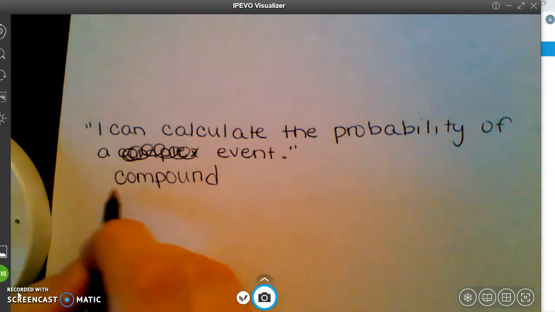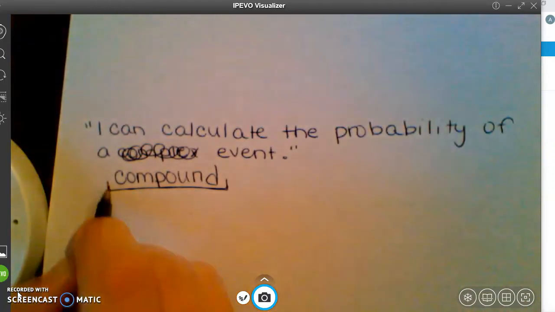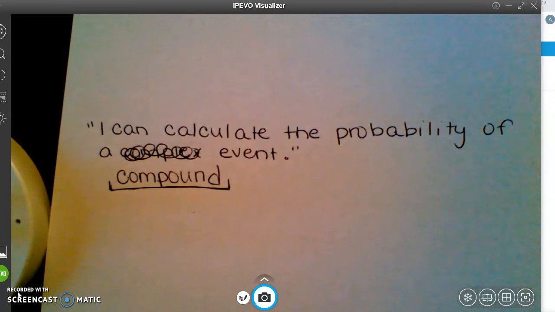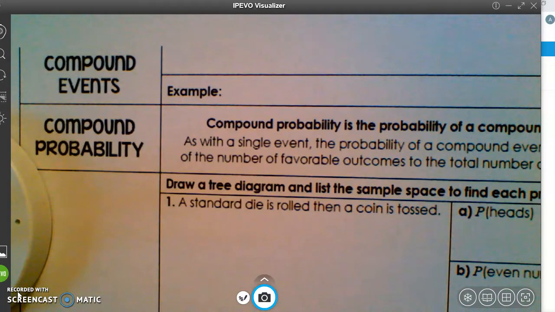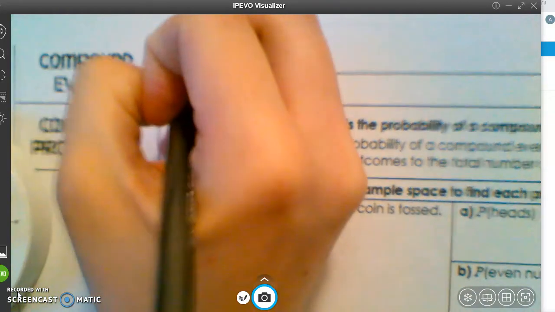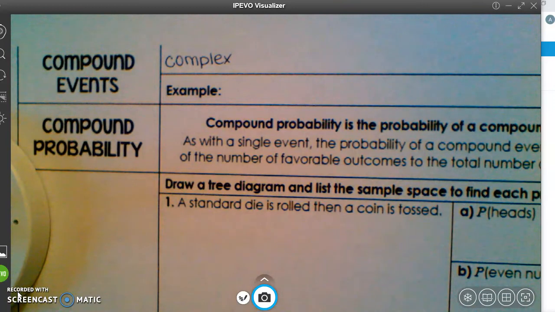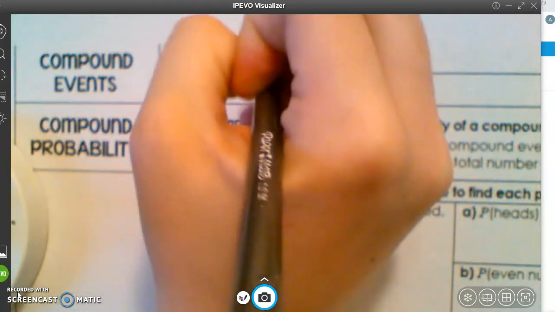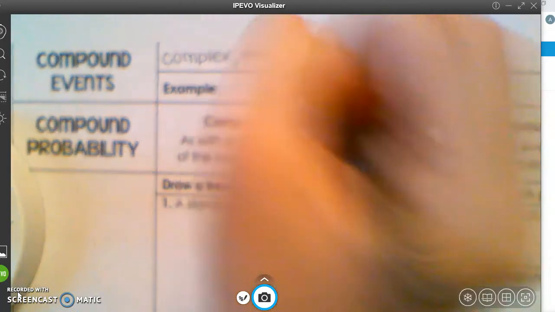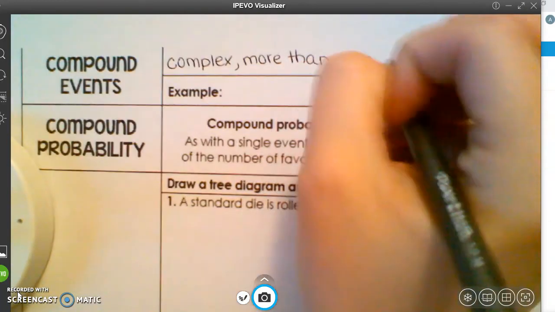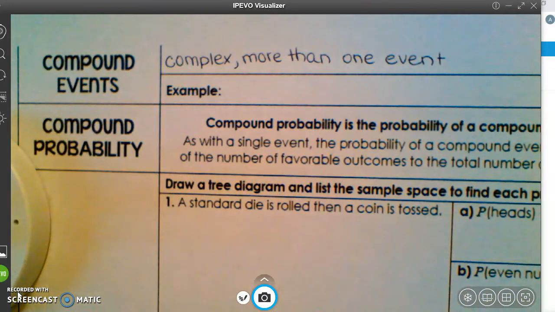So, big thing, think about the word compound and what does that mean to you? I kind of already ruined the surprise like I would have in class, but a compound event, these are complex. When you think of the word complex versus simple, complex seems harder, right? Seems more in depth. There's more to it than just something that's really simple, and that's right. So with these compound events, this is more than one event. So this is when we're doing more than one thing.